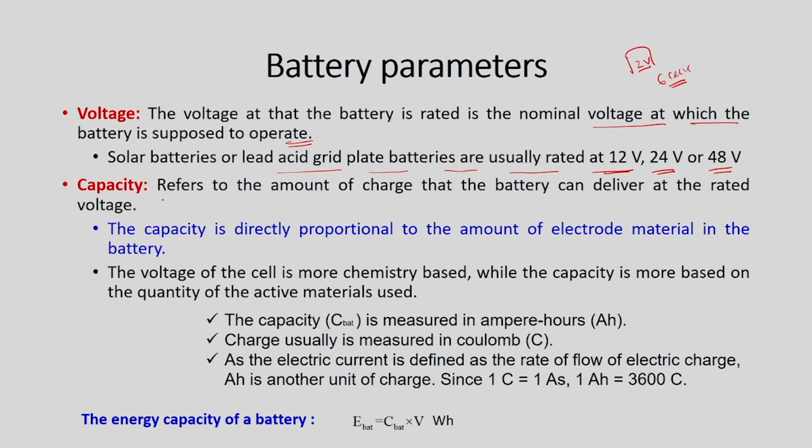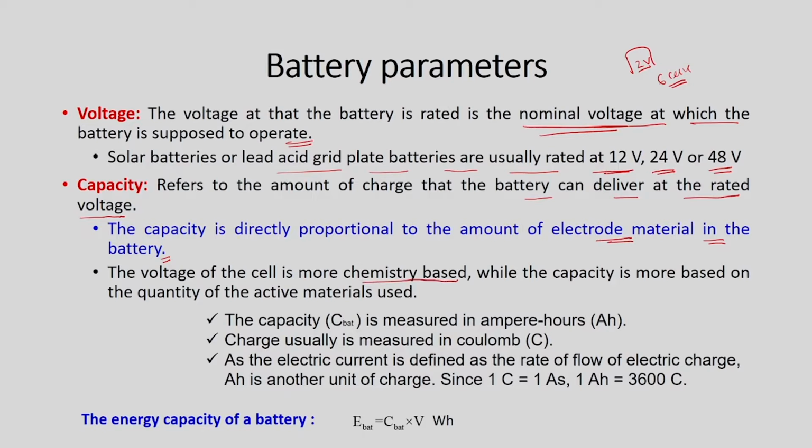And capacity refers to the amount of charge that the battery can deliver at the rated voltage. This rated voltage is very, very important. This rated voltage is nothing but nominal voltage. The capacity is directly proportional to the amount of electrode material in the battery. That is why, if we compare a smaller size battery with bigger size batteries, the smaller size batteries' capacities will be lower compared to larger size batteries. But the voltage will be constant.